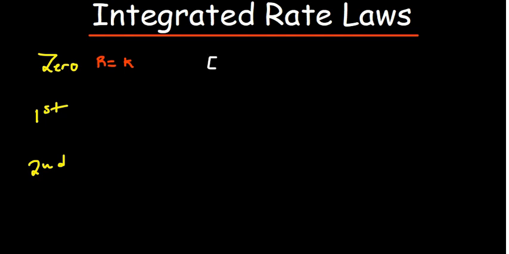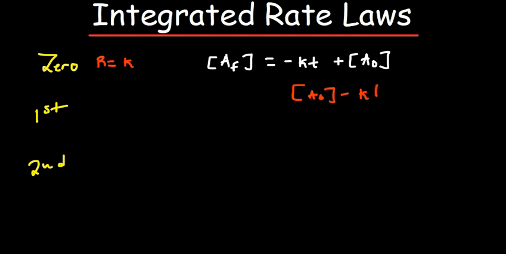becomes the final concentration being equal to negative kt plus the initial concentration. Of course, this makes more sense if you start with the initial concentration and then subtract kt. This tells you that as time progresses, you expect that the amount of what you had started with initially is going to reduce in terms of k and also how long it has taken.